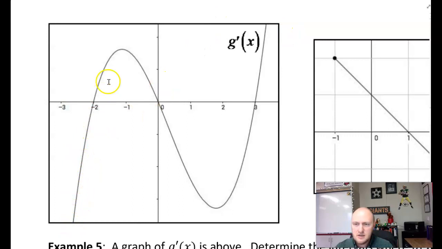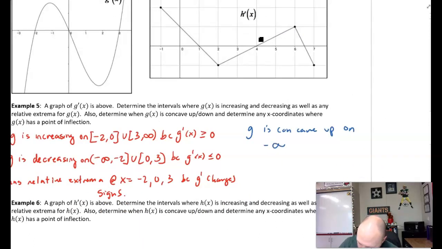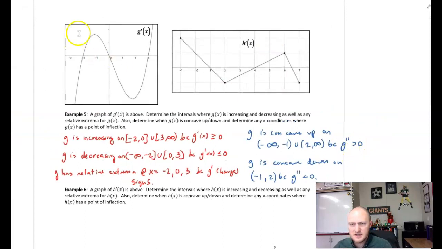So our graph is increasing up until -1, and then from 2 to infinity. So I can say g is concave up on -infinity to -1, union 2 to infinity, because g double prime is greater than 0. Additionally, g is concave down on -1 to 2, because g double prime is less than 0. Okay, so you can see that it is less than 0.